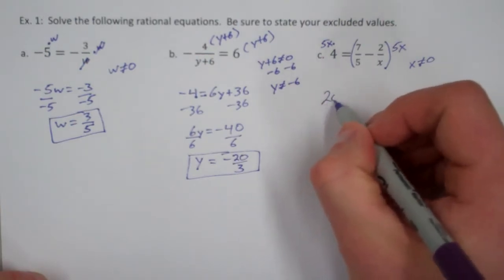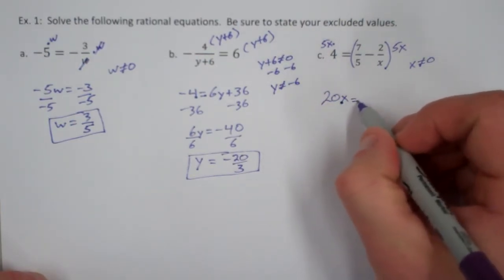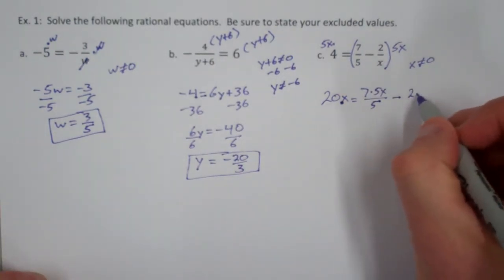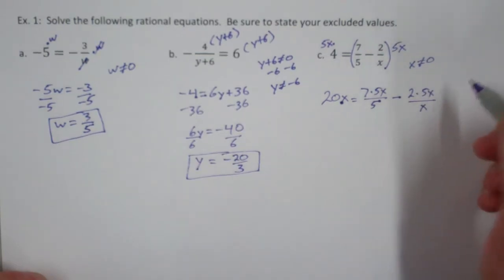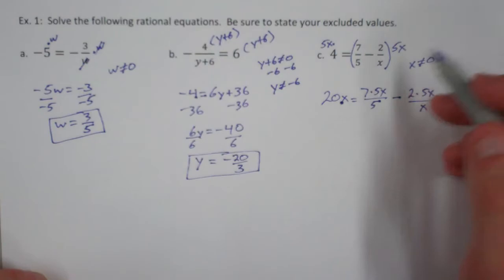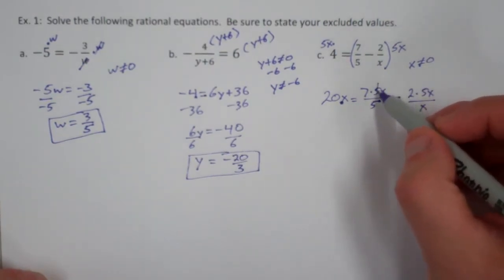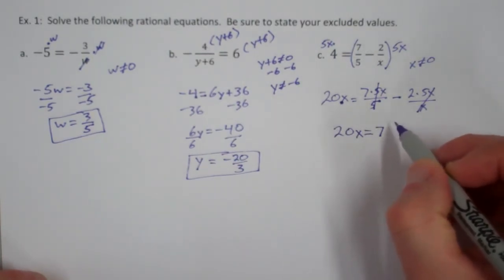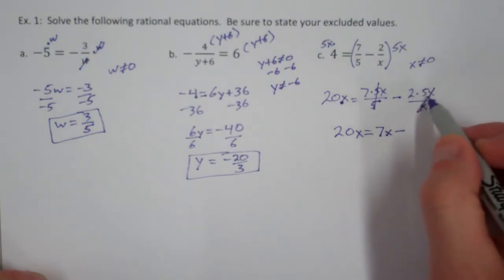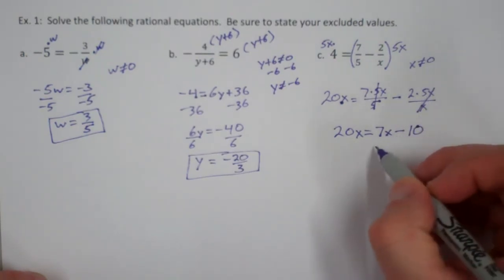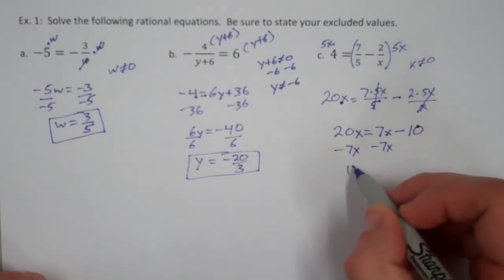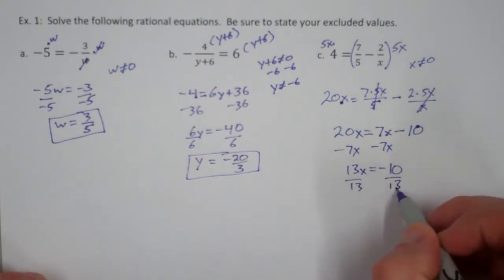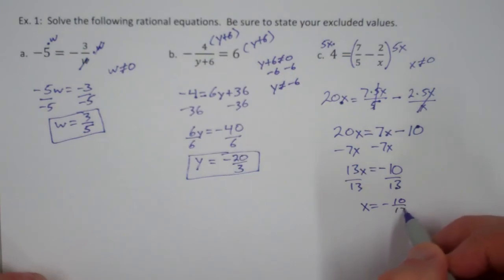So 4 times 5 is 20, we'll have 20x. On the right side, I'm going to have 7 times 5x over 5 minus 2 times 5x all over x. So if you can multiply by this denominator and that denominator, you'll find that you're going to kill those fractions. So we have 20x is equal to 7, there's an x there, and then minus 2 times 5 is 10. To solve this one, we'll subtract 7x on each side. 13x is equal to negative 10, divided by 13, and x will be negative 10 over 13.